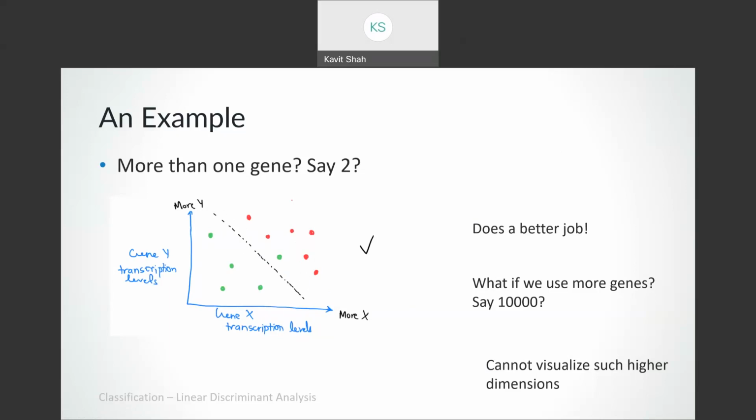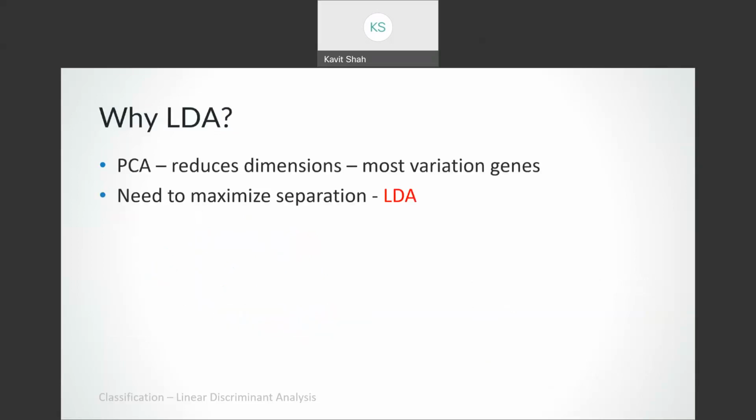So what if we make use of more than two genes even? What if we use say 10,000 genes, say 20,000 genes, or some XY value? Then we could even do a better job in classifying the data set into classes, right? But this is not feasible to visualize when we are given higher dimensions. So what is LDA, and why is LDA useful?